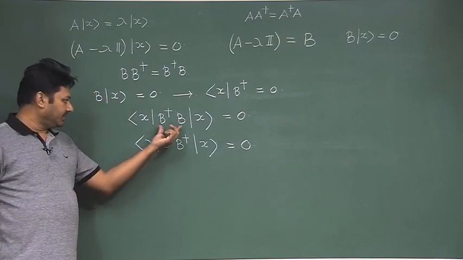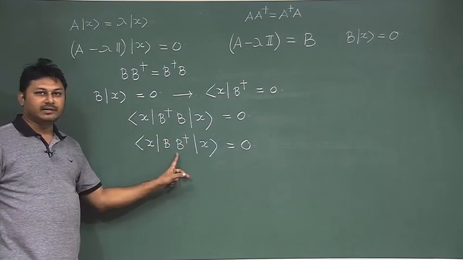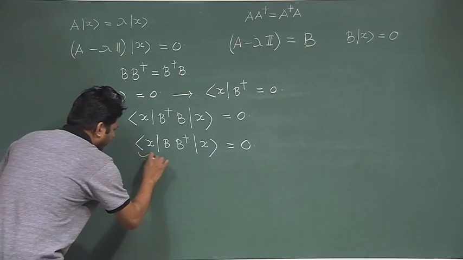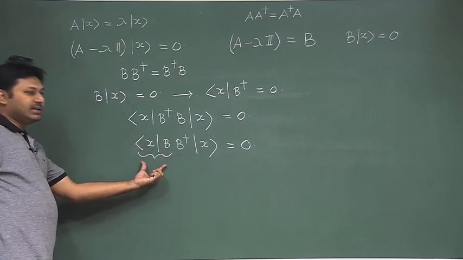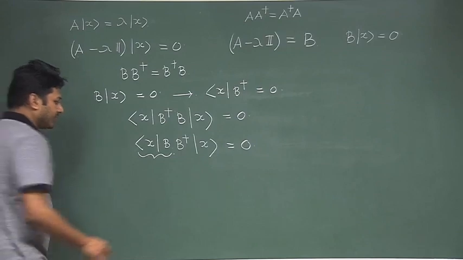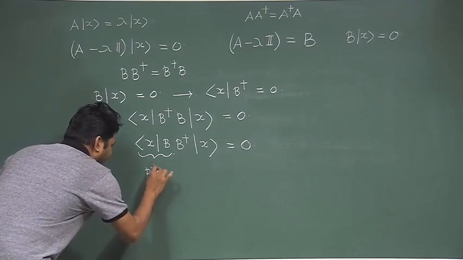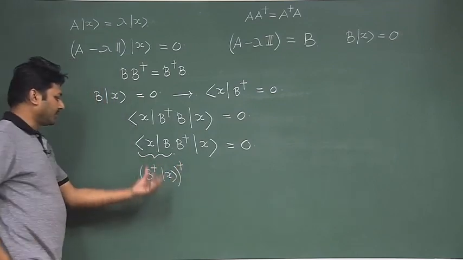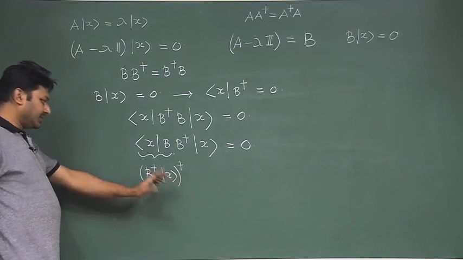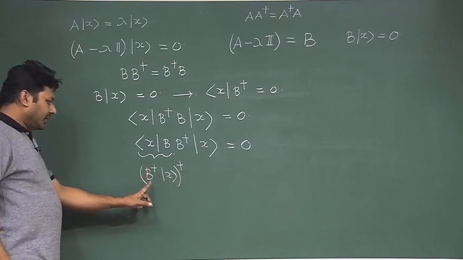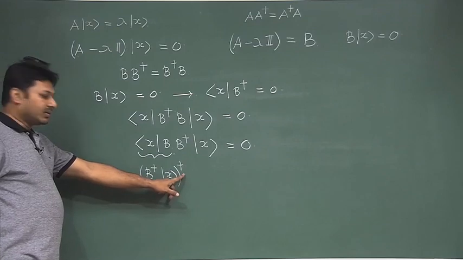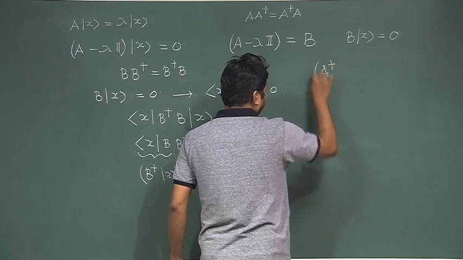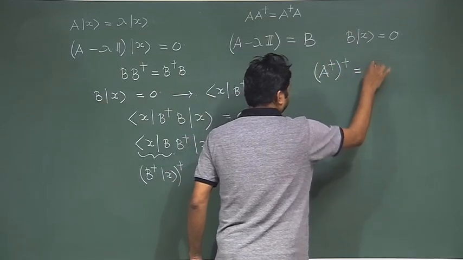This still holds. If this holds, then these things and these things are the same as I mentioned here. Next, I will do a trick. This part I will write in a different way. I will write it as (B Dagger x) whole Dagger. I can write this because if you make the whole thing into a Dagger, then x will convert into this, and B Dagger will convert into B, because there is another Dagger. You know that A Dagger whole Dagger is nothing but A.